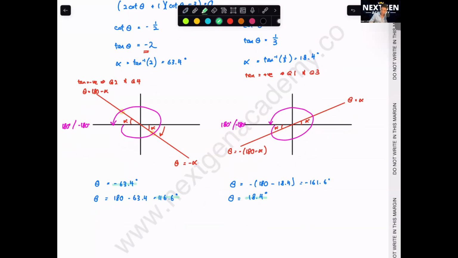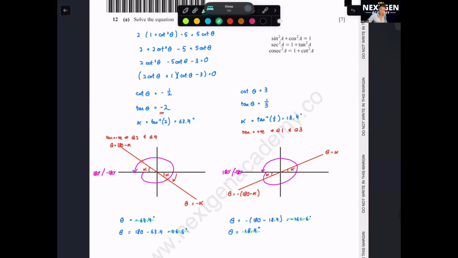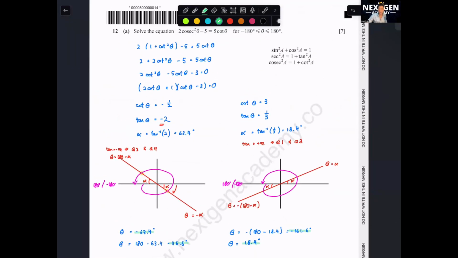1, 2, 3, 4. 100%, at least one question of this trigo will come up. You see here, this is already a 7-mark question. This one I will consider a little bit more of a complex kind of trigo.